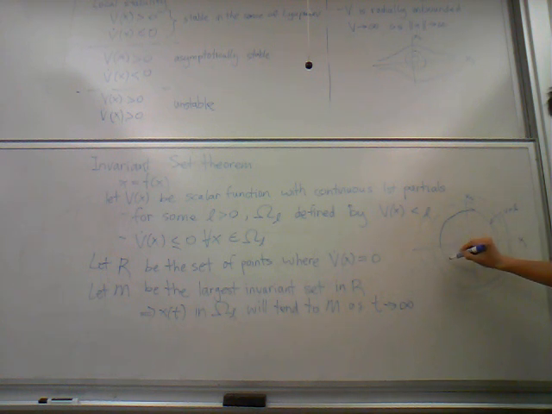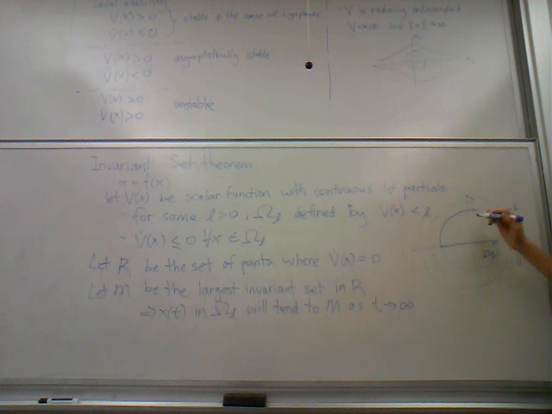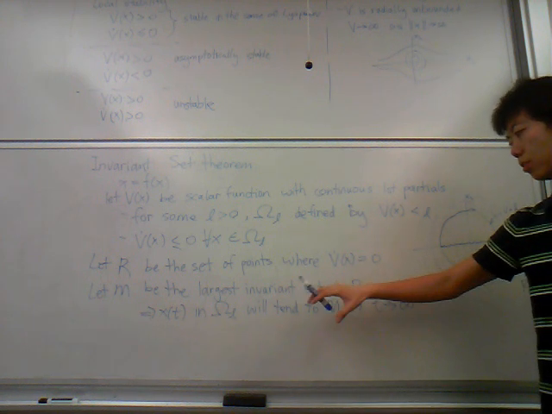So if we have the type of system that we're used to, where x1 is position and x2 is velocity, it's often the case that you'll get V dot is 0 along the line where x2 is 0. So this would be our R. And M is the largest invariant set in R.